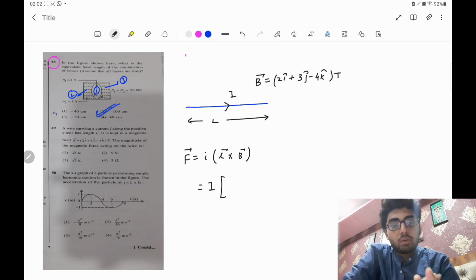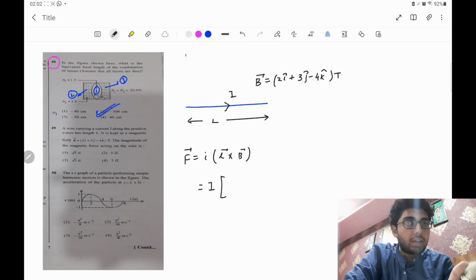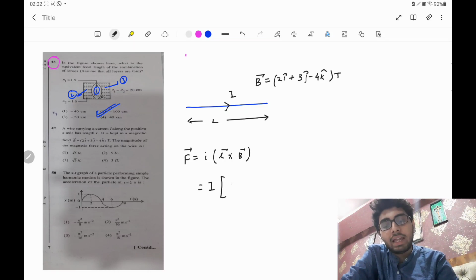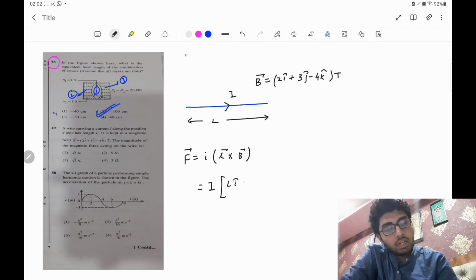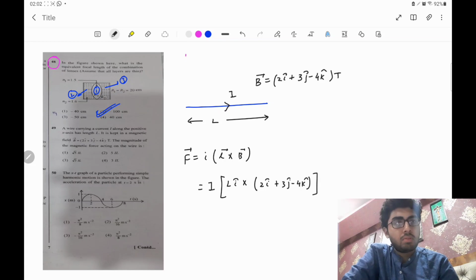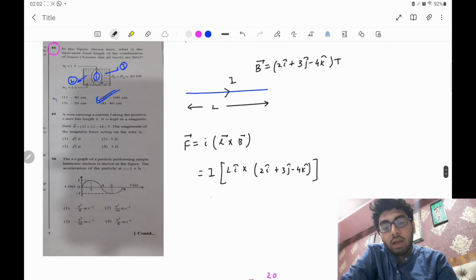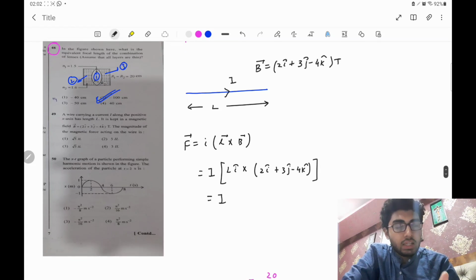Now what is L? Now simply try to understand, the magnitude is L, and this is directed along the positive x-axis. So can I write it down to be L i cap, cross 2i plus 3j minus 4k cap? Clear? Okay, now you have to do the cross product very cautiously.